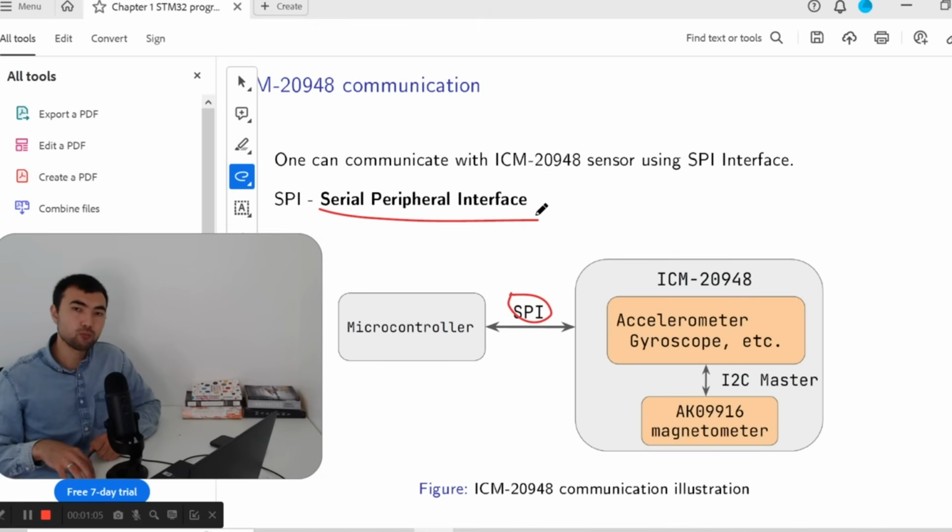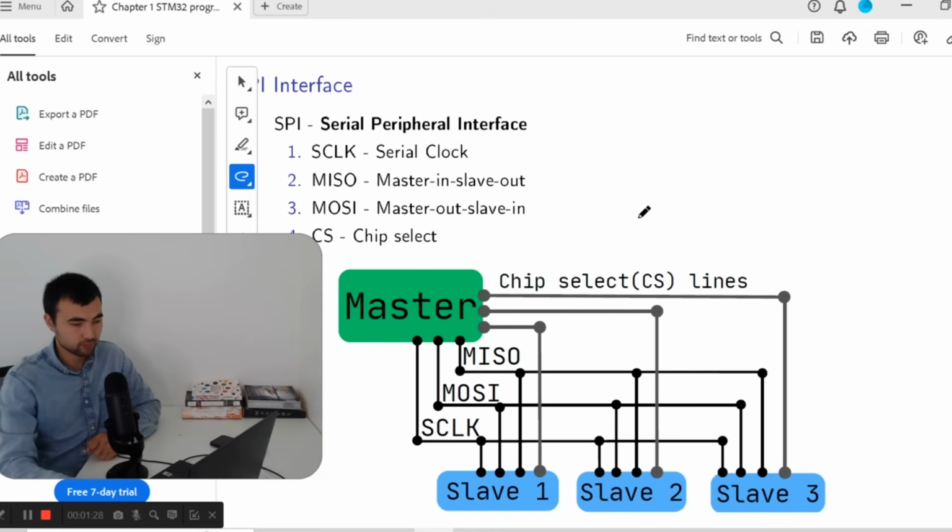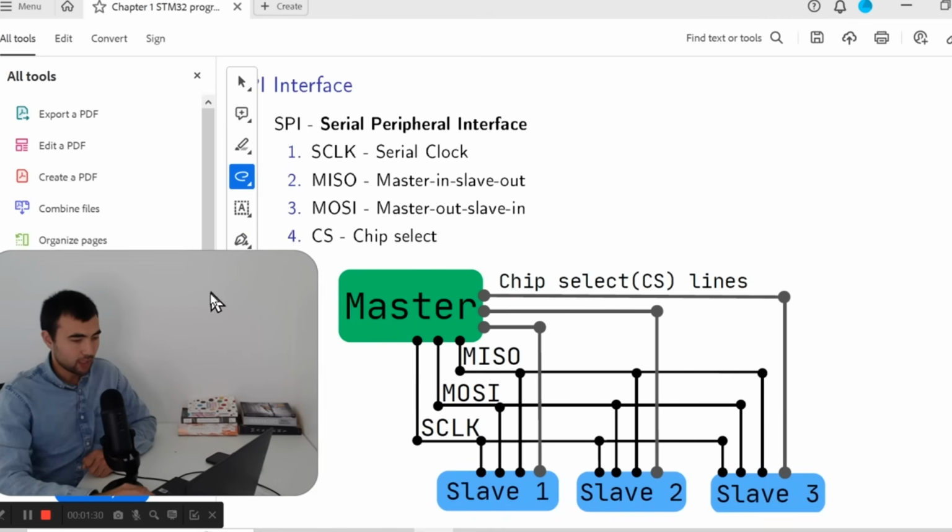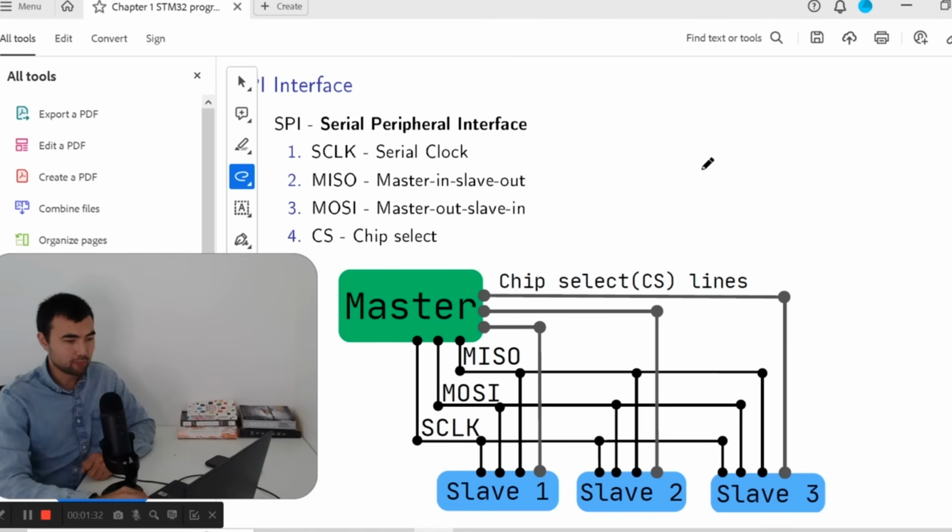In addition, we will use HAL API that will handle all the complexities, so we just need to use some functions. However, I decided to prepare a few slides about SPI interface so you have general idea how it works, and it will help us to configure SPI interface easily. And first, let's look at the pinout of the SPI interface.